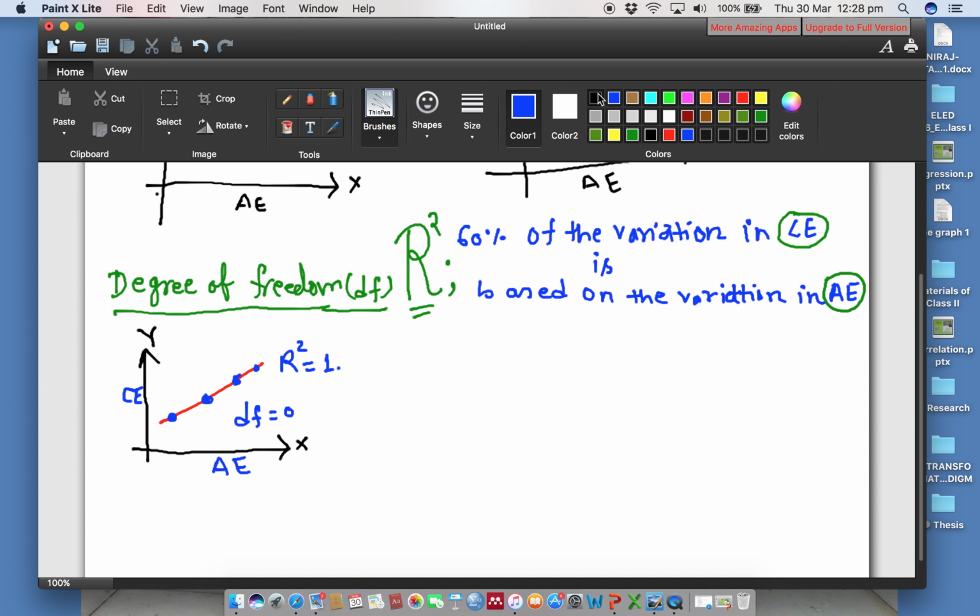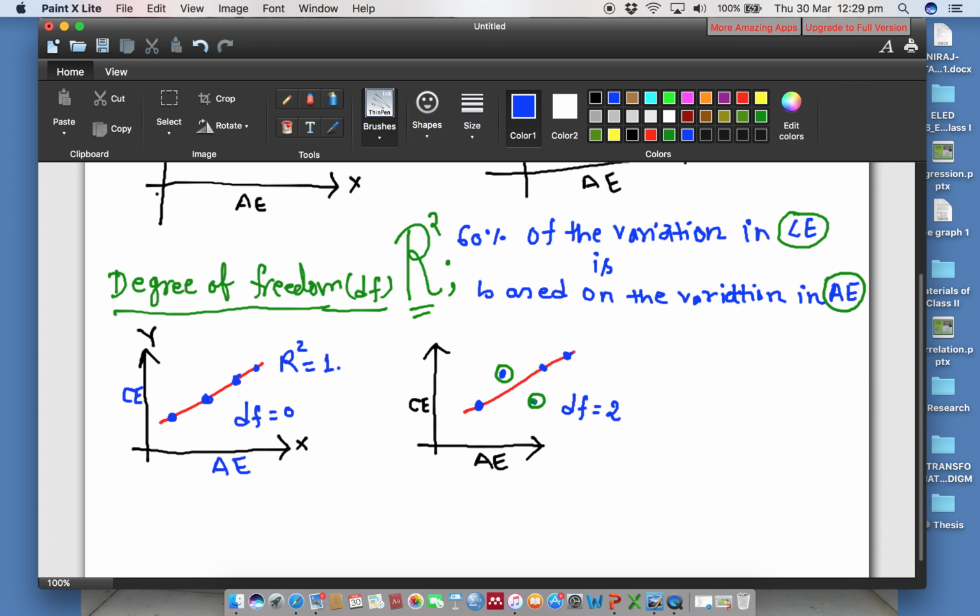Now let's take another example. This is the line for cognitive engagement, and this is the line for affective engagement. If I have a trend line here and the actual data points lie this way, we can see here only two actual data points do not fall on the trend line. That's why we can say that the degree of freedom is just 2.